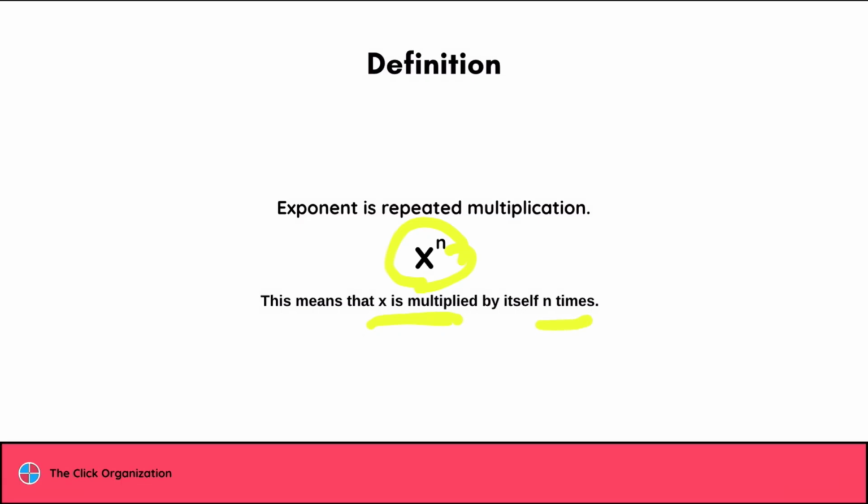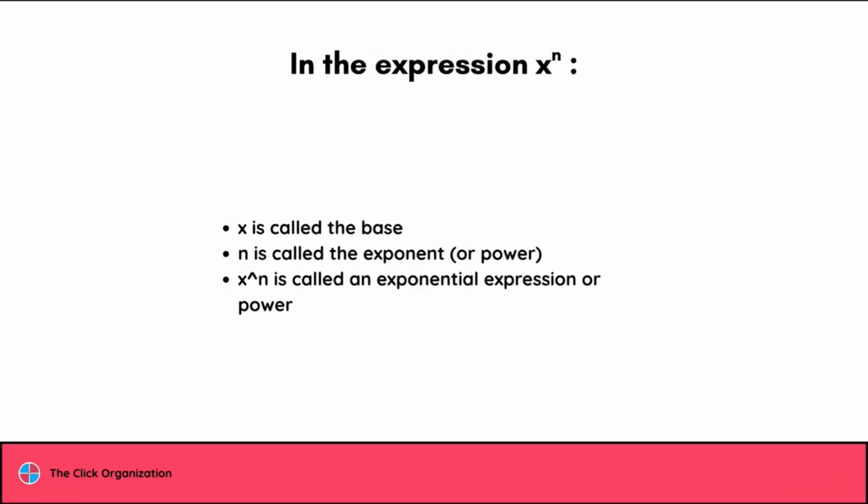Okay, so if I have, for example, 2 as x and 3 as n, then 2 will be multiplied by itself 3 times or n times, right? This is the definition of exponents. Exponent is repeated multiplication. That's it, okay? In the expression x to the power of n, x is called the base, okay? n is called the exponent or power.